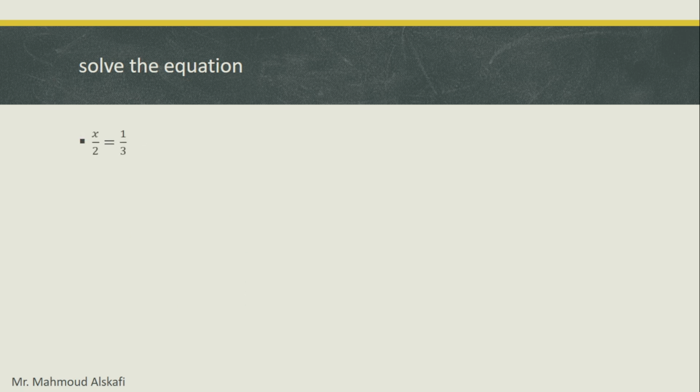Okay, in this case, we have fractions. x over 2 equals 1/3. In this case, as we learned, it's better to use cross multiplication. So that gives me x multiplied by 3 gives me 3x equals 2 multiplied by 1 gives me 2. So x in this case equals 2/3.